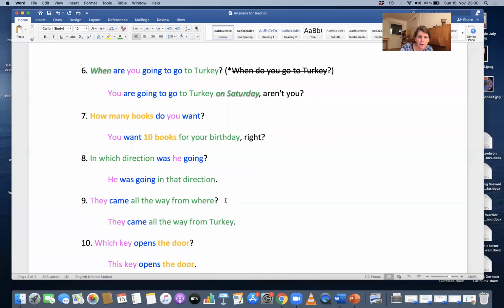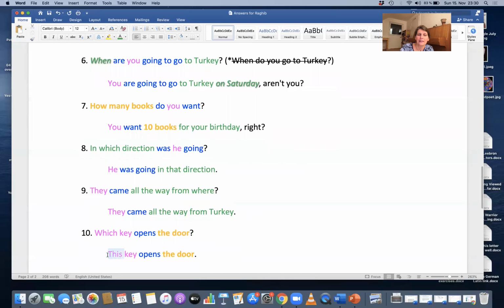Which key opens the door? The statement is, this key opens the door. This is a deictic adjective here. It can be a pronoun, but here it's an adjective, a limiting adjective, a type of adjective that is in Oxford's dictionary always called a determiner, but traditionally it's called an adjective. And when I want to ask about this, I turn it into a question word, which is which. Which key opens the door? I'm asking for the subject again.